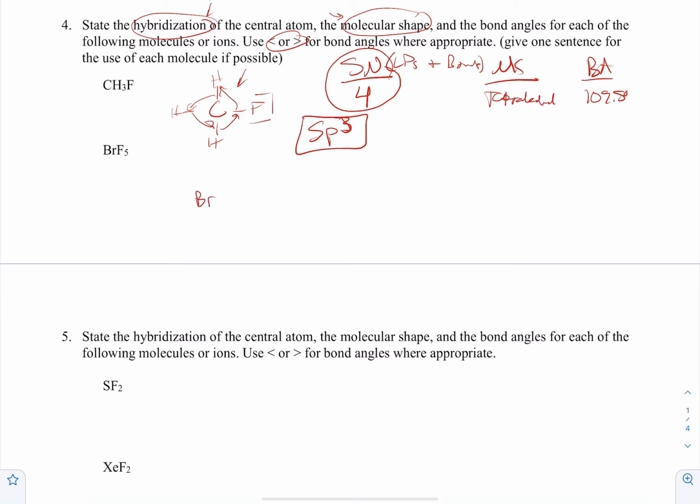So BrF5. I'm going to draw the Lewis structure. I'm going to assume that you know how to do this, so I'm just going to draw it and assume that you know how we got there. Okay, so this is the Lewis structure. The steric number on this molecule is 6, right? We've got 5 fluorines, 5 bonds around the bromine, and a lone pair. So that's 6 for the steric number.